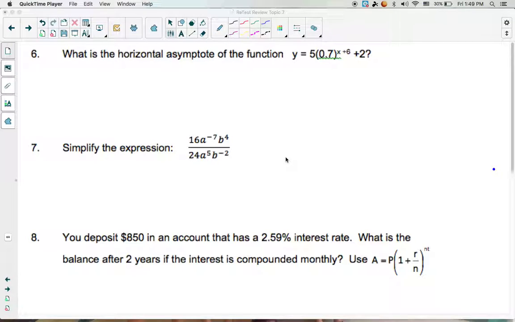Test 2 review. This will be problems 6, 7, and 8. Problem number 6 says, what is the horizontal asymptote of the function y equals 5 times 0.7 to the power of x minus 6 plus 2?